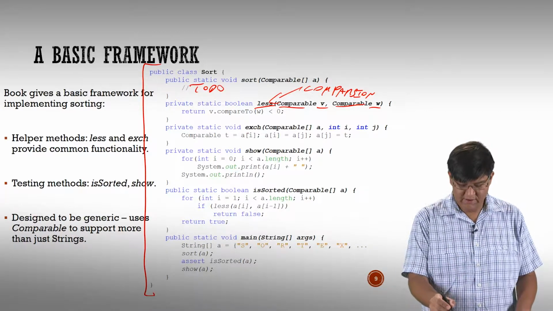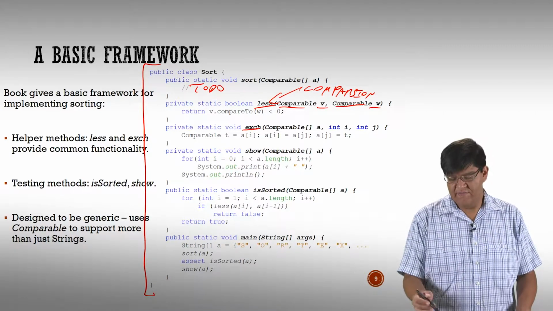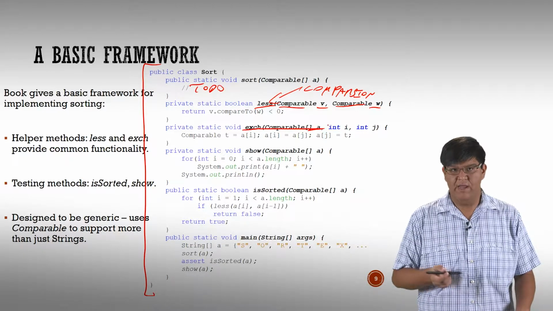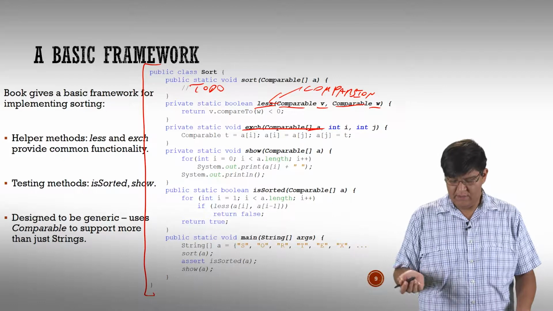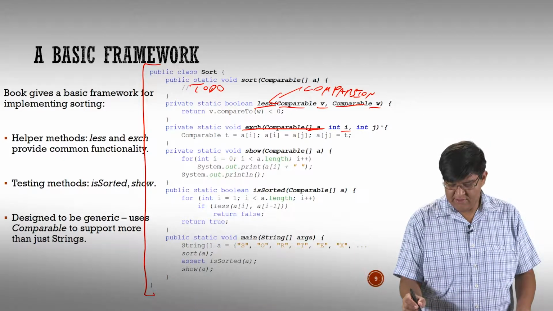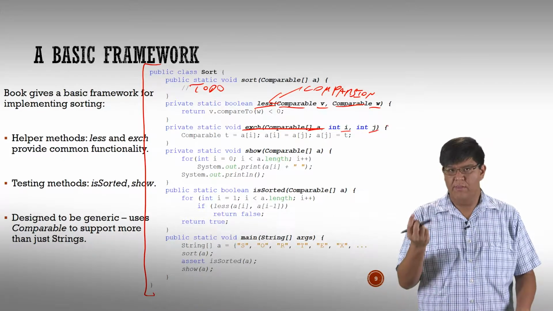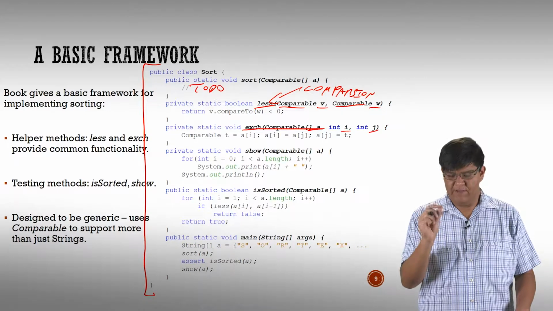So exchange is the next one. In that case, we have a reference to an array. Where is our data? Where is it coming from? That's some array called A. And then we have two indices, I and J. The goal here is basically just to flip the contents of them.